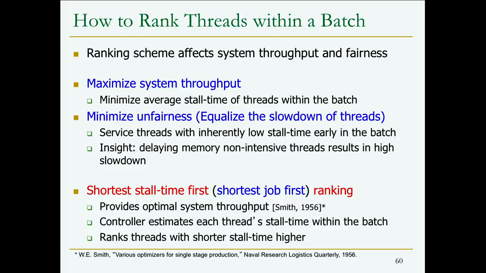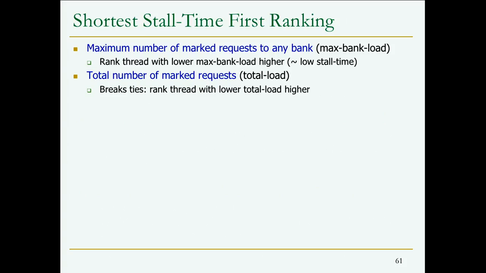But even then, it's not easy to figure out what's the shortest stall time first ranking. So basically, we're going to use some heuristics. The idea is to figure out which thread has the shortest stall time within a batch. To be able to compute this, we want to find the maximum number of marked requests to any bank for each thread, the max bank load, and we want to rank the thread with lower max bank load higher, because this corresponds to low stall time, hopefully.